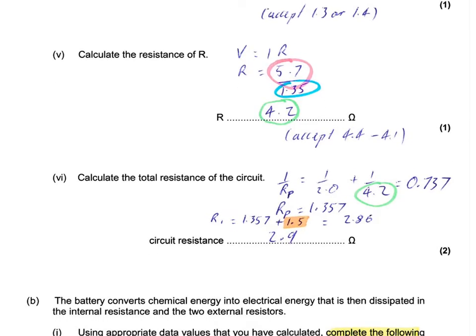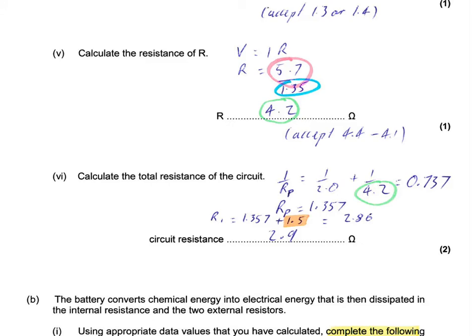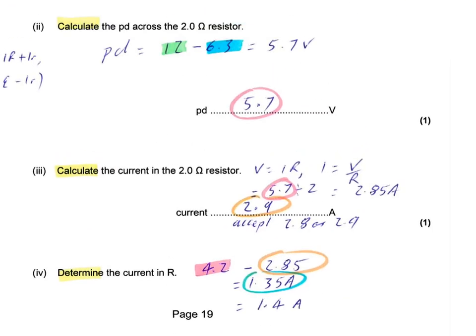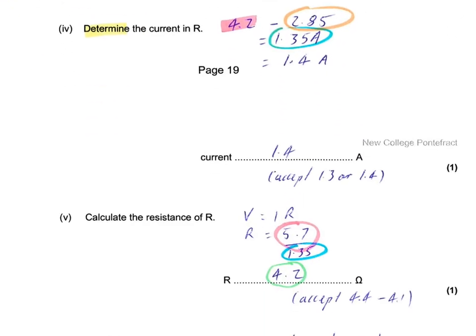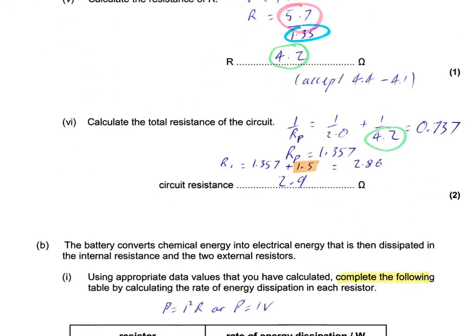And then finally in part A, they ask you to calculate the total resistance of the circuit. So first of all, we've got the parallel combination of the 2 ohms and R, we've worked out the value of R. We'll then have to add on that 1.5 if we want to talk about the total resistance in that circuit. So the calculation for the parallel is going to get us 1.357. Need to add on the 1.5 for the internal resistance, 2.86, 2.9 ohms.